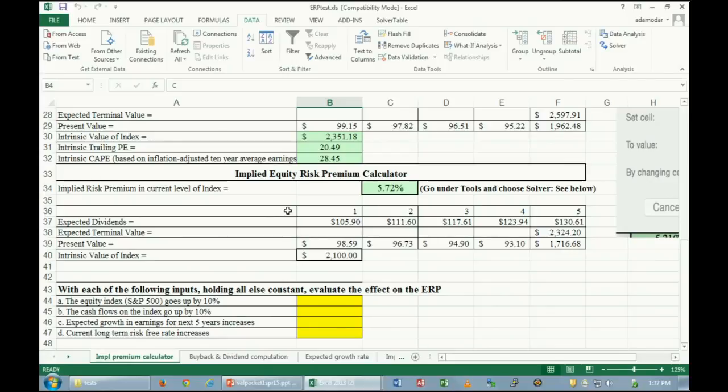So market goes up, equity risk premium goes down. Cash flows go up, equity risk premium goes up. Growth rate goes up. And if you don't believe me, go on and play with the spreadsheet. It's the best way to get a sense of what will happen.